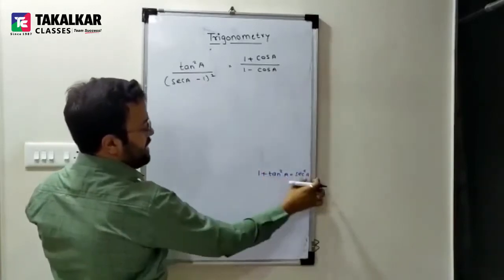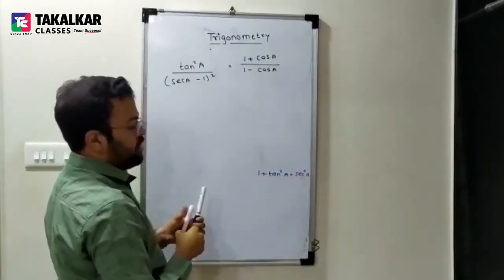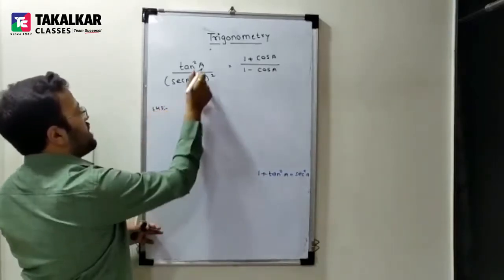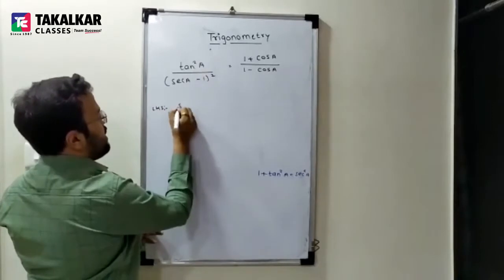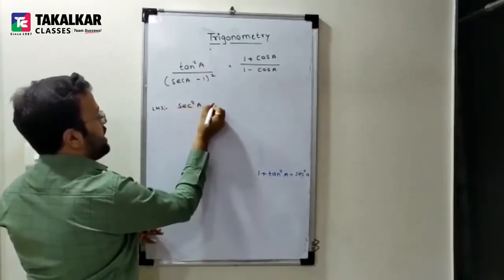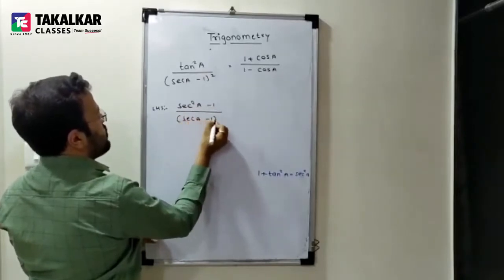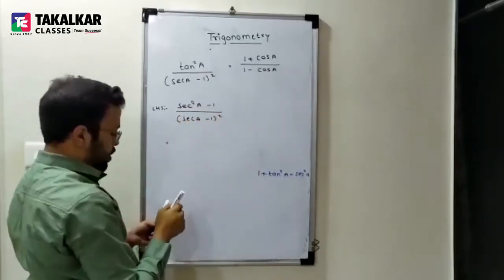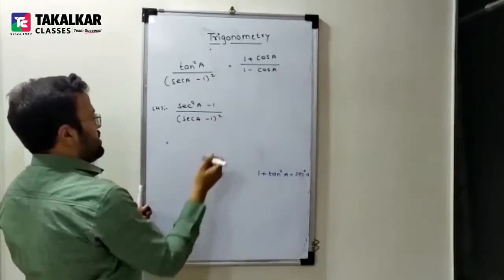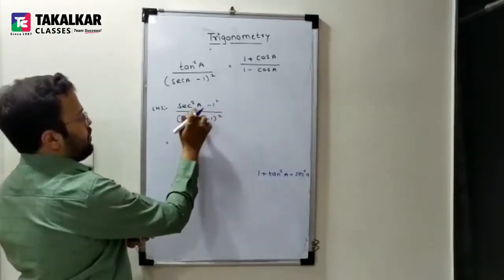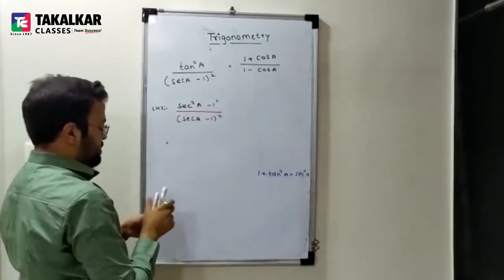So what is the value of tan square A? That plus 1 will go there. So tan square A is equal to what? Sec square A minus 1. So I start my LHS. Instead of tan square, what am I writing? Sec square A minus 1 upon sec A minus 1 whole bracket square. Now important step. This one can be written as 1 square.